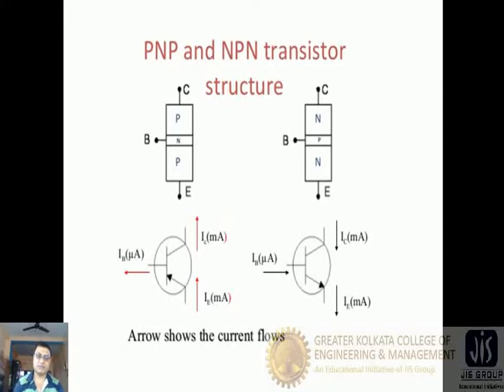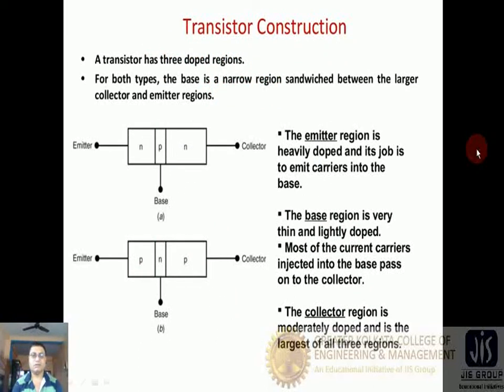Here you can see a structure and symbolic or schematic representation of the BJT. It is the PNP BJT, where N is the base, which is sandwiched between the two P-type regions, and it is the NPN transistor, where the P-type base is sandwiched between the two N-type regions. Here you can see a schematic diagram of a PNP transistor, and it is the schematic diagram of an NPN transistor. So we'll discuss the transistor.